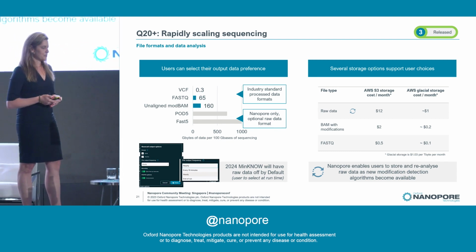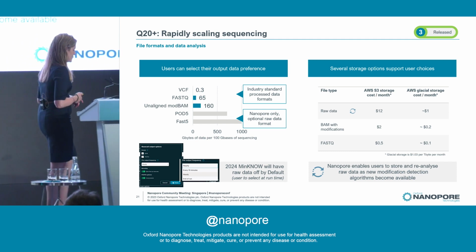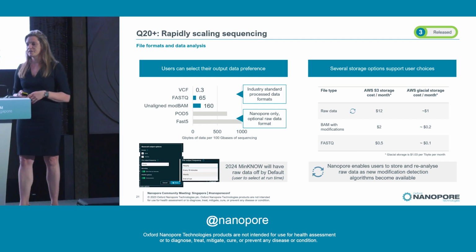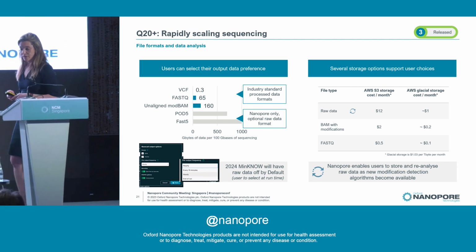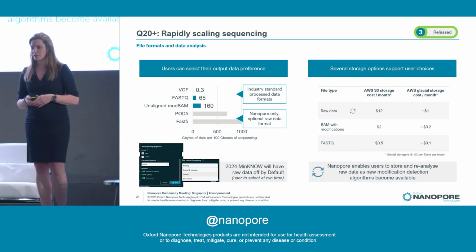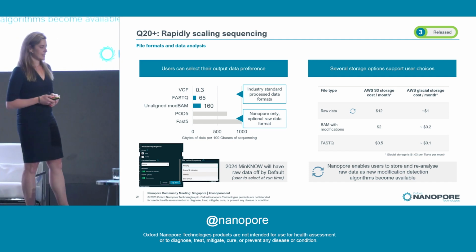We've had a lot of questions about storage. How much does it cost to store all of these different file formats that we're generating? And the teams have worked with AWS to get a rough estimate. If you're storing things in S3, it's about $12 a month for raw data, or $1 a month if you go Glacier. So there's lots of options there.